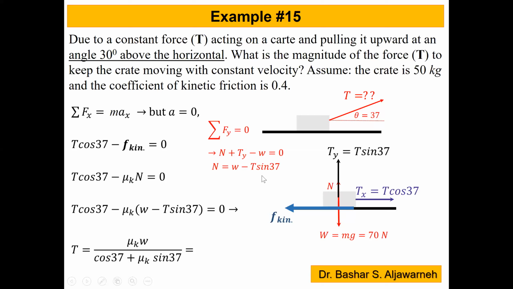Okay, now I have the normal force. Substitute the normal force here. I will see T cosine 37 minus mu k, all of it times W minus T sine 37, equals 0. Do your calculation, and you will find T equals mu k times W divided by cosine theta plus mu k sine theta. Everything here is given. Mu k is given, W is given because the mass is given, and cosine 37 comes from the calculator, then you will find the amount of this force.